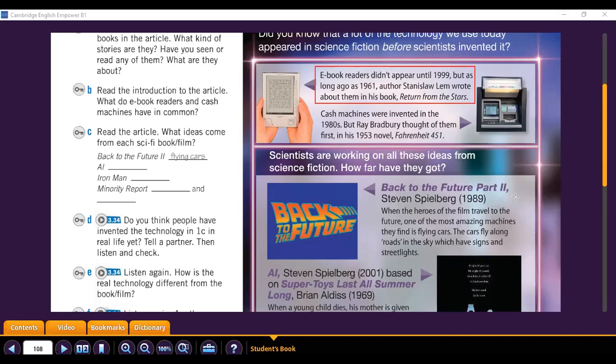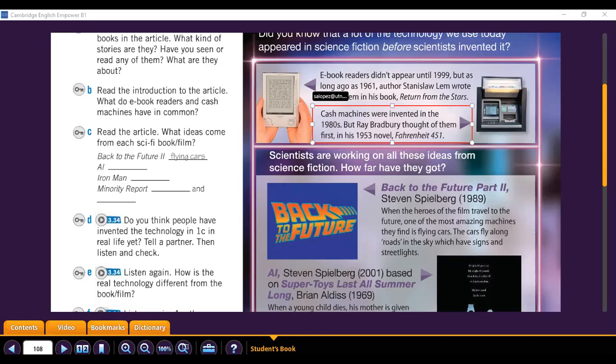Digital, an ebook reader. But look at this, even though they were released in 1999, there was an author some years ago in 1961 who described them in a book called Return from the Stars. So these ebook readers existed in fiction right before they came out. Let's move to the next invention. We talked first about the ebook readers. Let's see what happened with the cash machines.